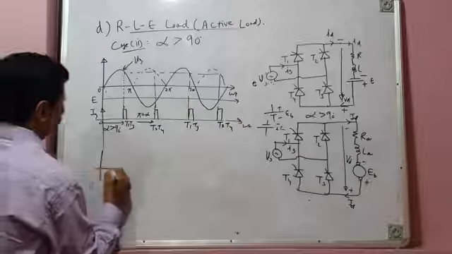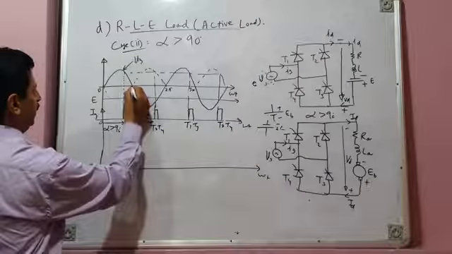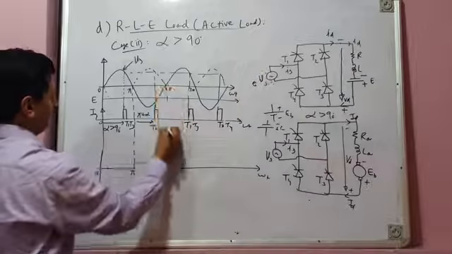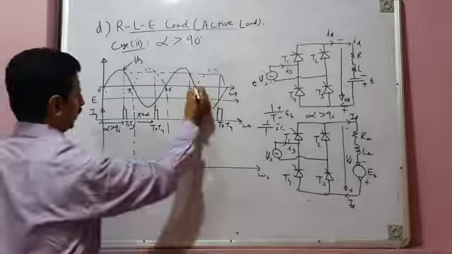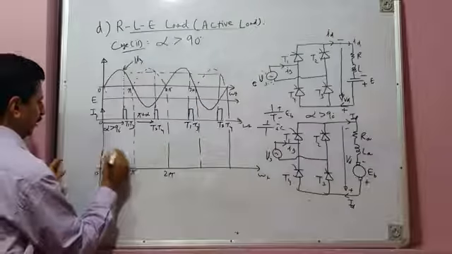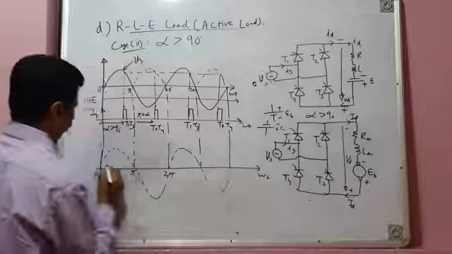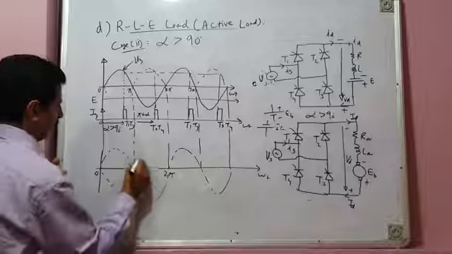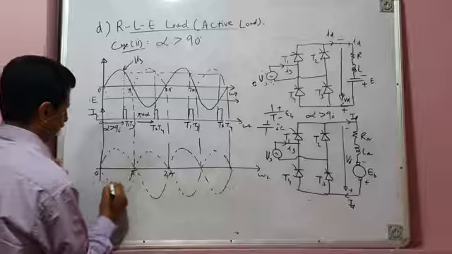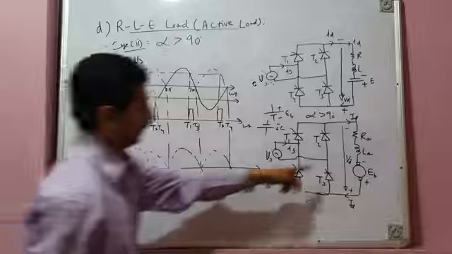Let me show you the load voltage waveform and load current waveform. So these are the zero crossings, pi, 2 pi, 3 pi, 4 pi, and so on. And your load voltage waveform will be like this. Let us try to draw the load voltage waveform. And this is your back EMF of the motor, EB. It's negative because you have reversed the polarity of this.